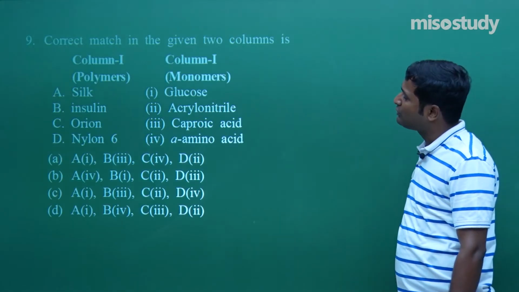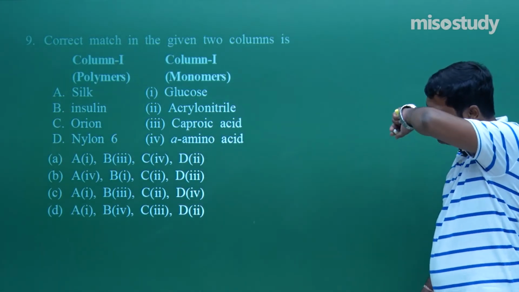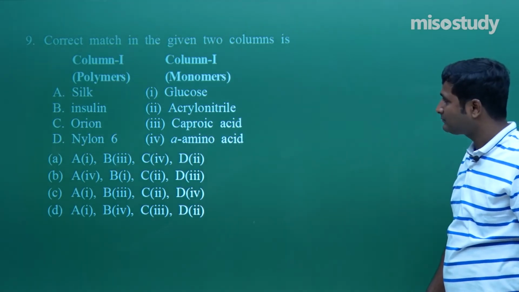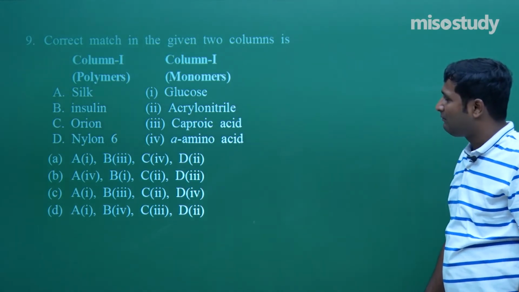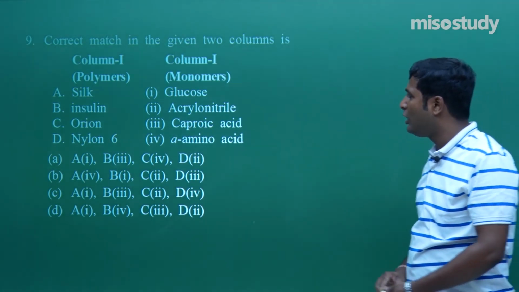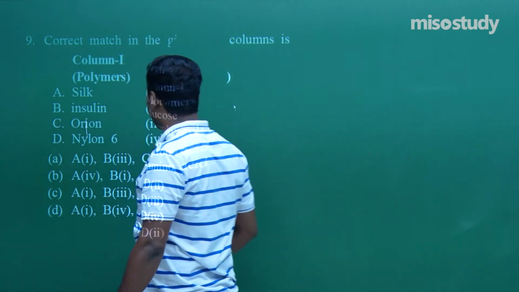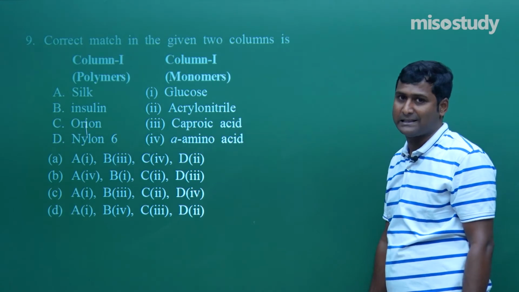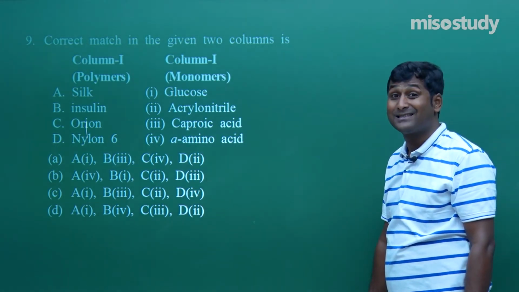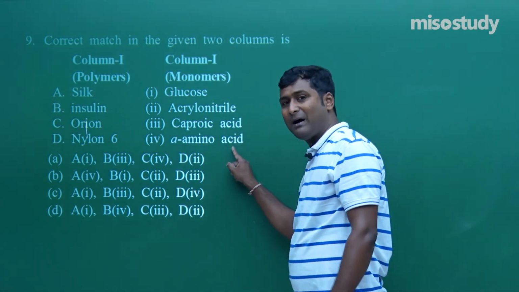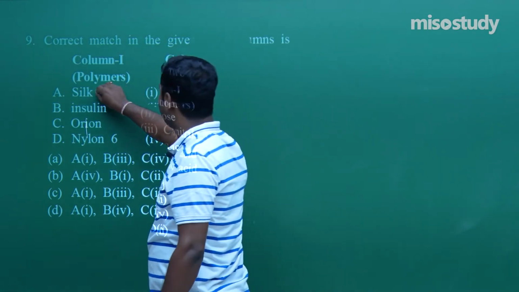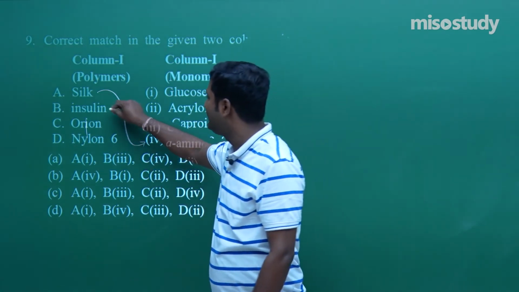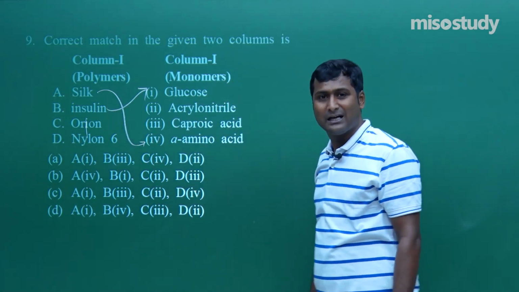I am going to rub this part and we will discuss the next one. Wait for a moment. For question number 9, I am leaving this question for you. Check out what will happen in this case. The monomers are listed for silk, insulin, Orlon, and nylon 2, nylon 6. As we know, for silk, the monomer is alpha amino acid. For A, this is the option. And in insulin, we all know there is glucose. This is the correct option.